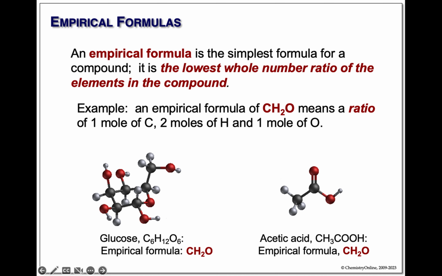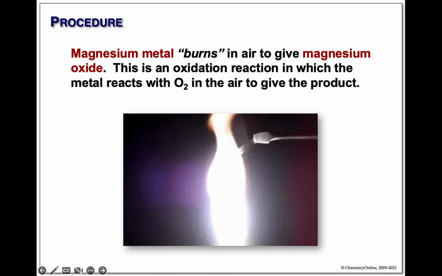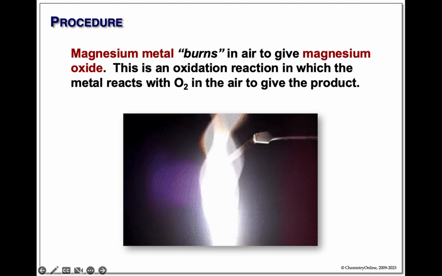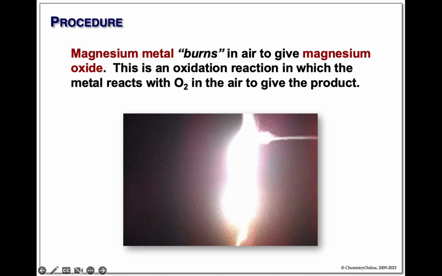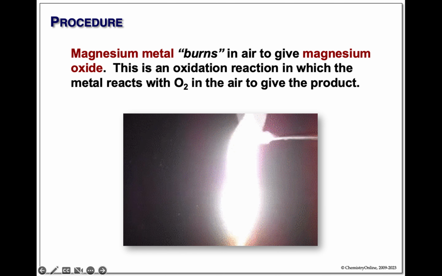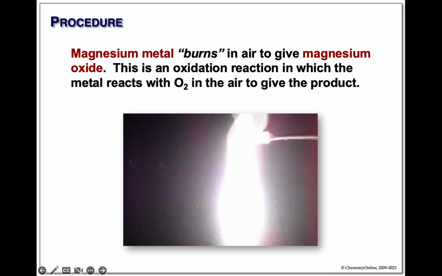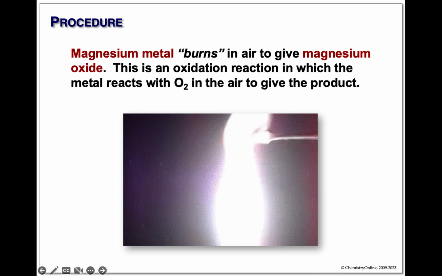Now, what we're going to do in this lab is we're going to burn magnesium metal. This will form magnesium oxide, and we're going to determine the empirical formula of magnesium oxide. Now, we all know enough chemistry by now that we know the answer. Okay, not a surprise, but it's just kind of a neat exercise. It's an oxidation reaction. The metal's reacting with oxygen in the air.